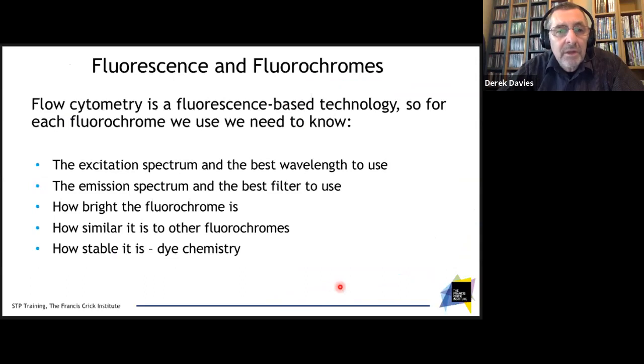So as well as knowing something about the cytometer, we of course need to know something about the fluorescence and the fluorochromes that we're going to use, because flow cytometry is a fluorescence-based technology. So we can go to the internet and we can look at those spectral viewers, which tell us the excitation and the emission spectrum. So can I excite this fluorochrome? And if I can, which filter would I use? They don't tell us anything about brightness, so we need to know how bright our fluorochromes are. When we start thinking about multiplexing, we're going to need to know how similar our fluorochromes are to each other, because obviously the more similar they are, particularly in terms of their emission, the harder it is to be able to use them together. And we may need to know how stable those dyes are. That may be affected by our sample preparation.